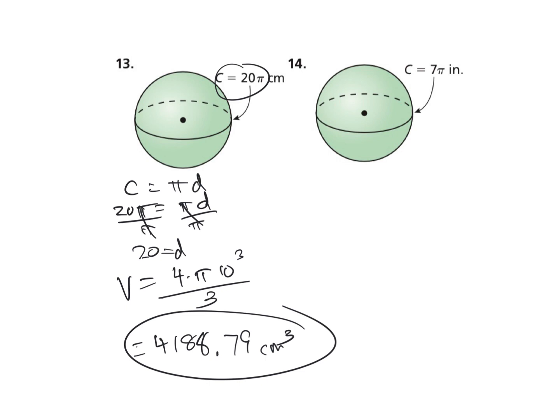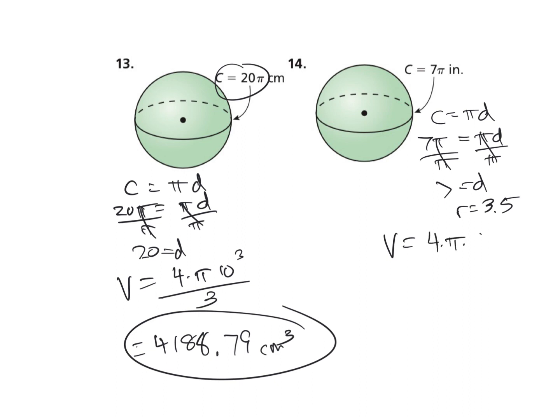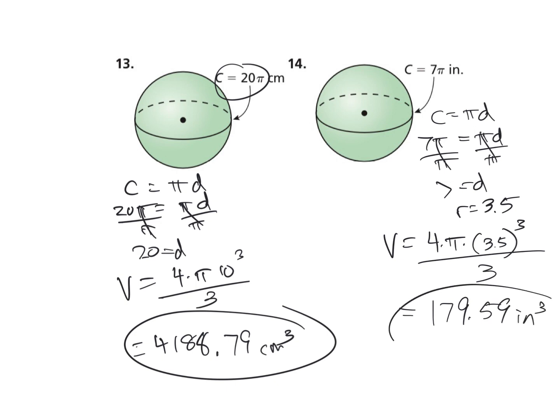14, again, they give the same thing. So circumference is pi times diameter. So 7 pi is your circumference. Divide off the pi. So the diameter is 7. So the radius is 3.5, half of the diameter. So the volume is 4 times pi times 3.5 cubed, and divide by 3. So 3.5 cubed times pi times 4 divided by 3. That gives you 179.59 cubic inches.